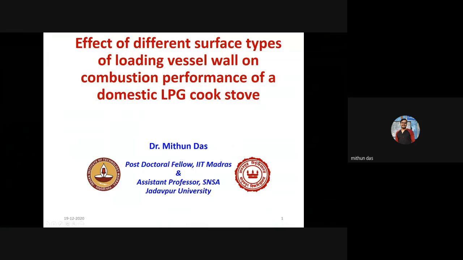Okay, thank you. I am Mitun Das, and I am also an alumnus of Jalpaiguri Government Engineering College. I completed my PhD and postdoc at Jadavpur University, and now I have joined this university as an assistant professor. Today I will discuss the effect of different surface types of loading vessel bases on the combustion performance of a domestic LPG stove.